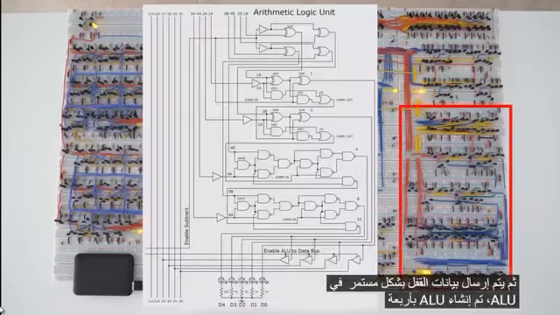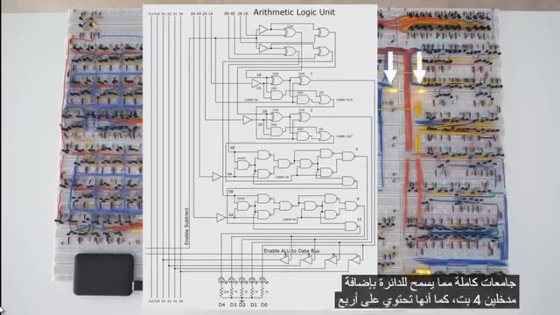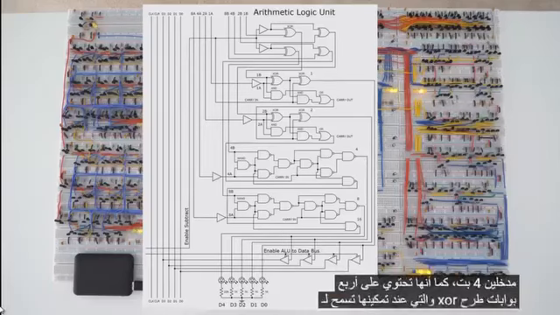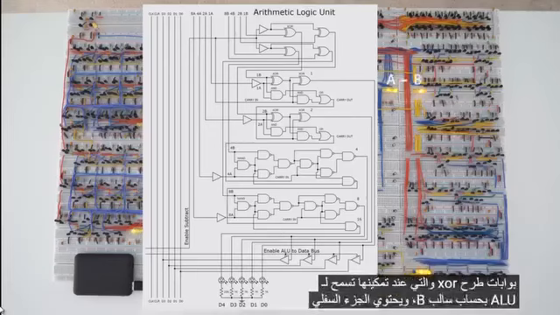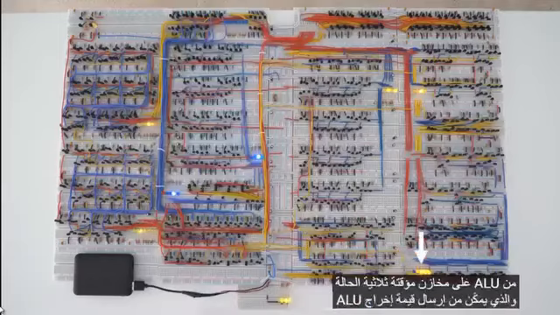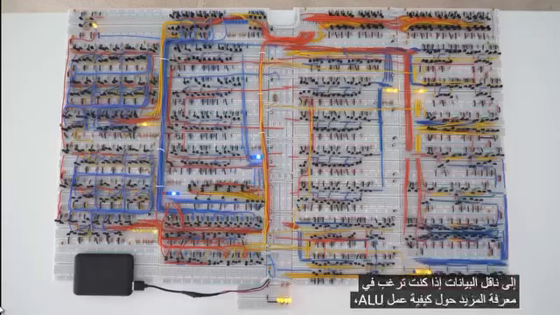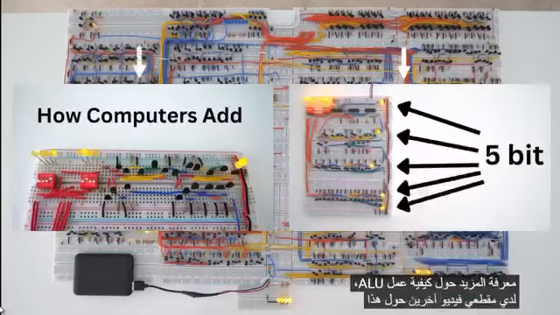The ALU is built with 4 full adders, which allows the circuit to add 2 4-bit inputs. It also has 4 XOR subtract gates, which when enabled allows the ALU to compute A minus B. The bottom of the ALU contains tri-state buffers, which enables the ALU output value to be sent to the data bus. If you would like to learn more about how the ALU works, I do have 2 other videos about this.